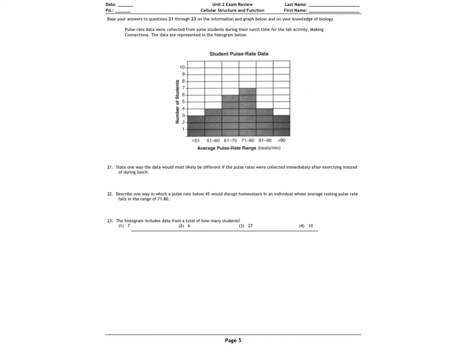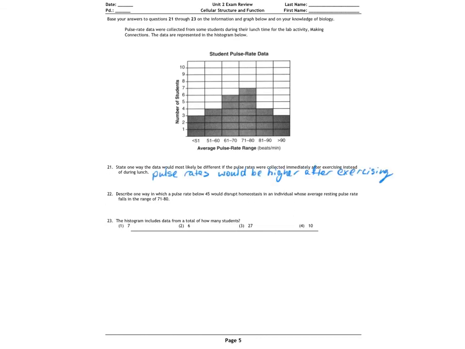This question is based on our state-mandated lab, Making Connections. You can see a histogram here that's similar to the one you created in class. But the question itself says that in this case, pulse rate data was collected from students during their lunch time instead of after exercise. So question 21 says, state a way that data would most likely be different if the pulse rates were collected after exercising instead of during lunch.